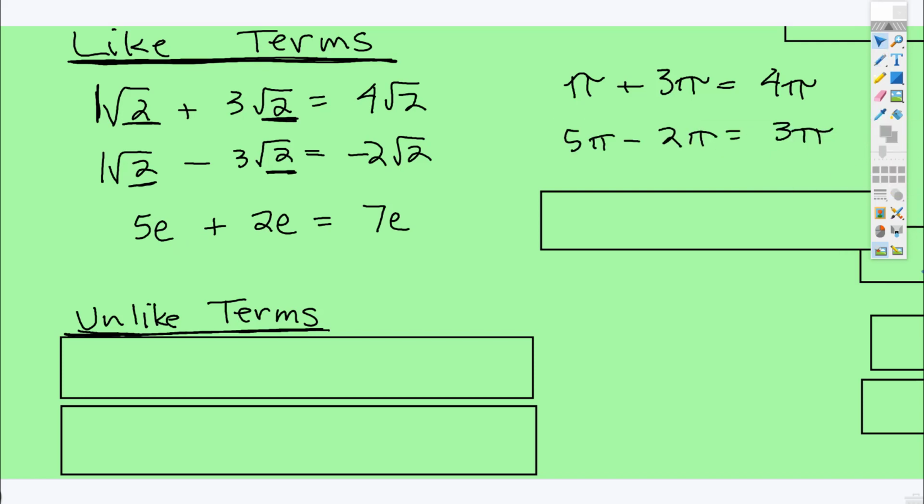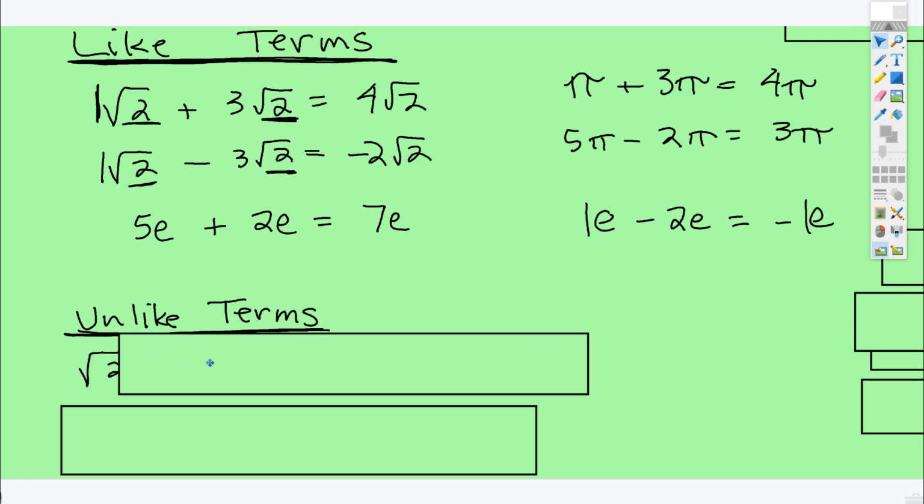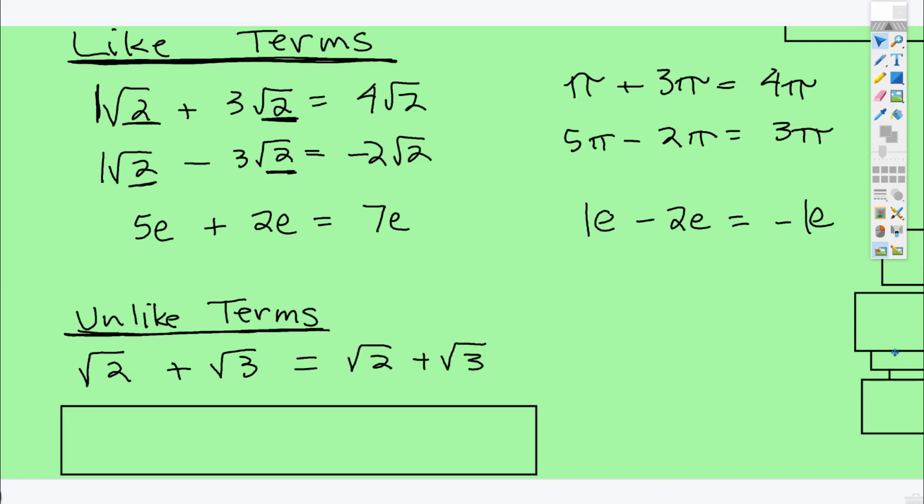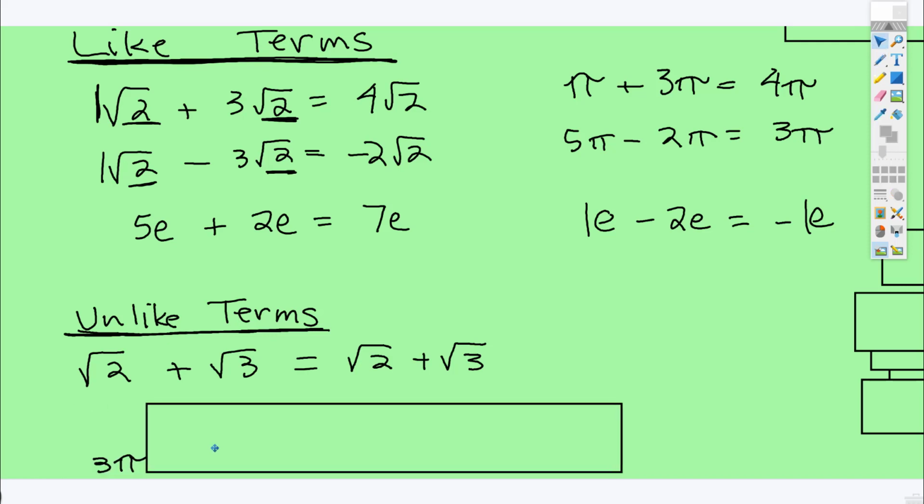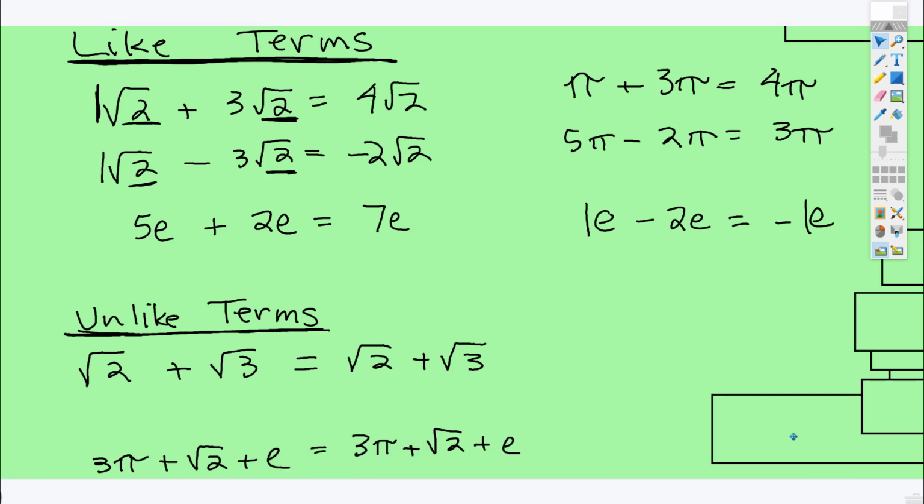Let's do this over here. So here's the subtraction of pi. 5 pi subtract 2 pi is 3 pi. And then 1e subtract 2e is just negative e, or you could put that invisible 1 on those if you would prefer. So what do you do when the terms are unlike? So now we have root 2 plus root 3. Well, those radicals are not the same. They are unlike, so you can't do anything with it. It's root 2 plus root 3. And what about if we added 3 pi plus root 2 plus e? None of those are alike.